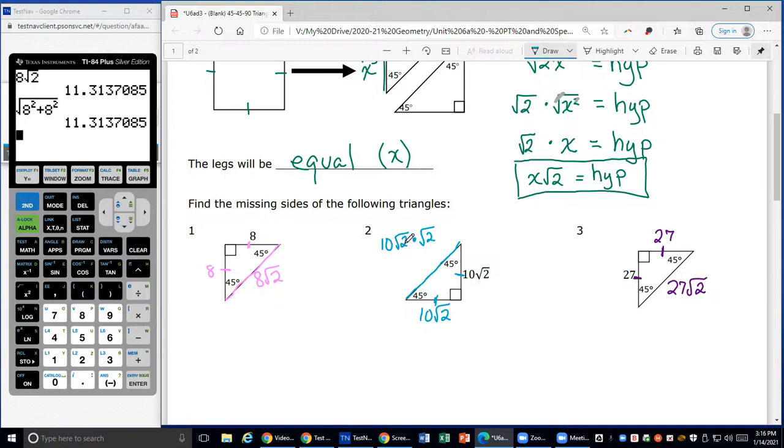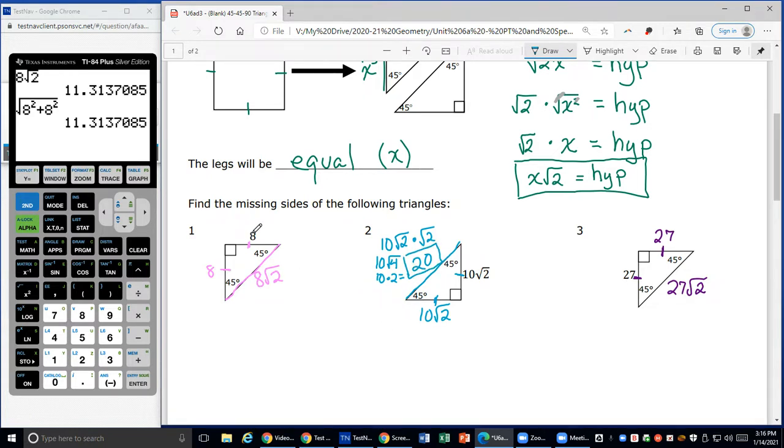Okay, 10 square root of 2 times square root of 2 is 10 square root of 2 times 2, which is 4, and the square root of 4 is 2. So this is really 10 times 2, so that is 20 for my hypotenuse.